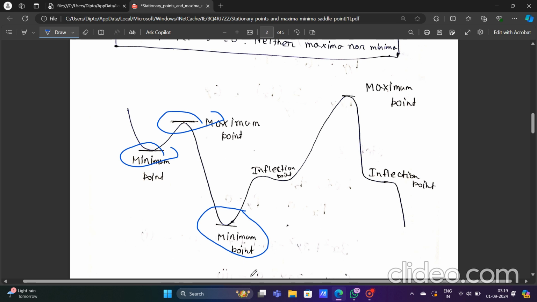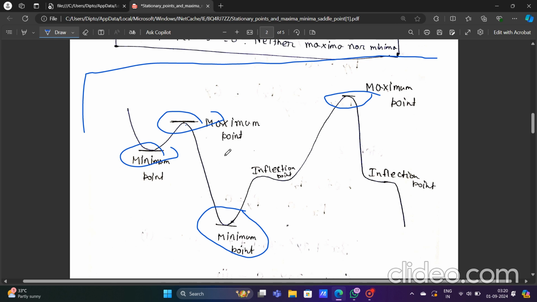Now this is a local minimum and this is a global minimum, because in the entire graph, if we try to determine that, this is actually the minimum point. So this is the global minimum and this is the local minimum, and this is the maximum point here. But as you can see, this maximum point is the global maxima, or it is the local maxima. Now if we talk about the inflection point, what is the inflection point?